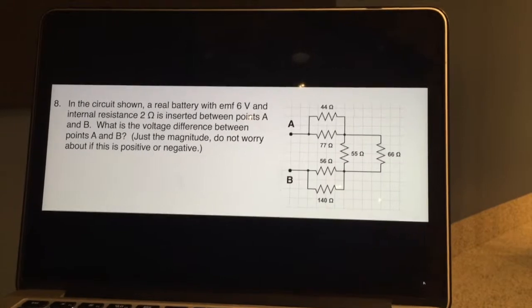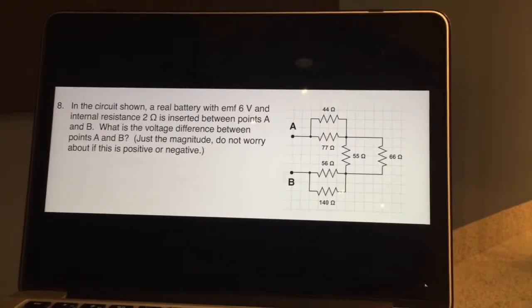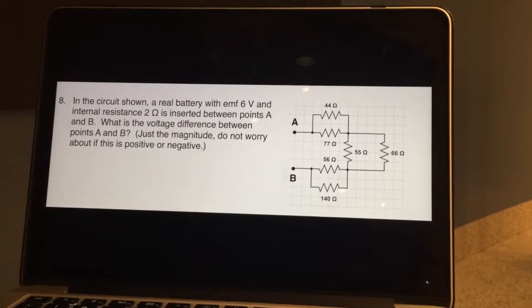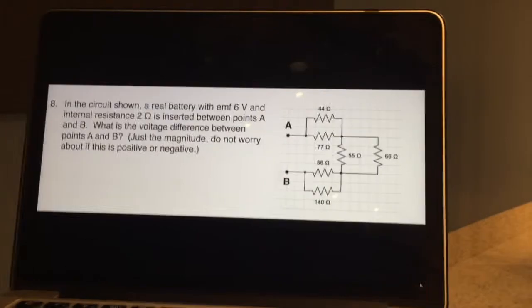In the circuit shown, a real battery with EMF 6 volts and internal resistance of 2 ohms is inserted between points A and B. What is the voltage difference between points A and B?